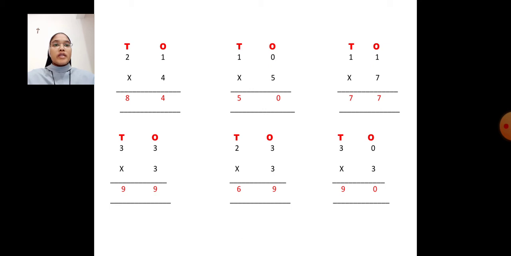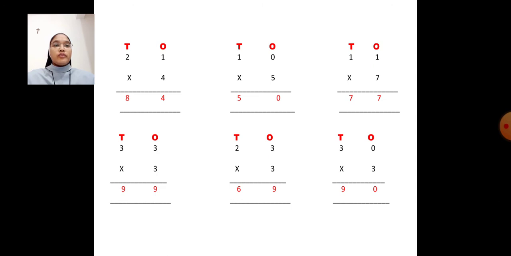Next, 23 into 3. Here also first we have to multiply ones digit number, then tens digit. 3's table first we have to say 3 times. 3 3's are 9. So you have to write in ones place answer 9. And tens place 3 2's are 6. You have to write answer 6. 23 into 3. Your answer will be 69.